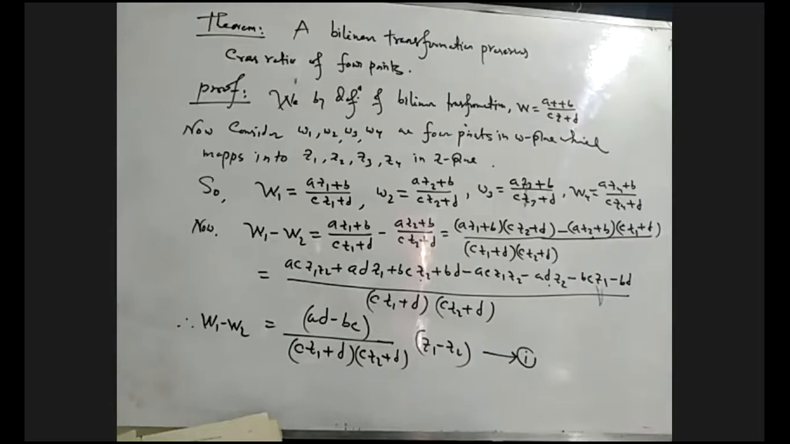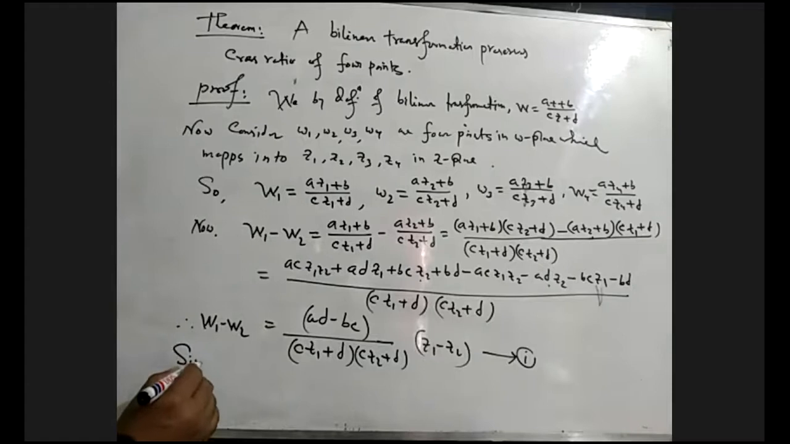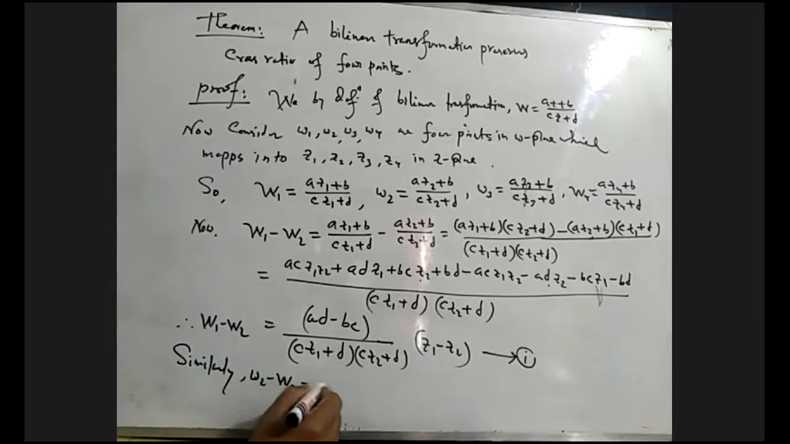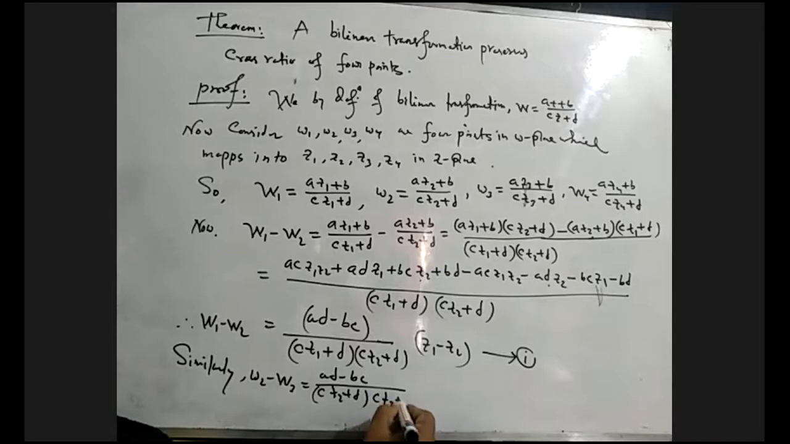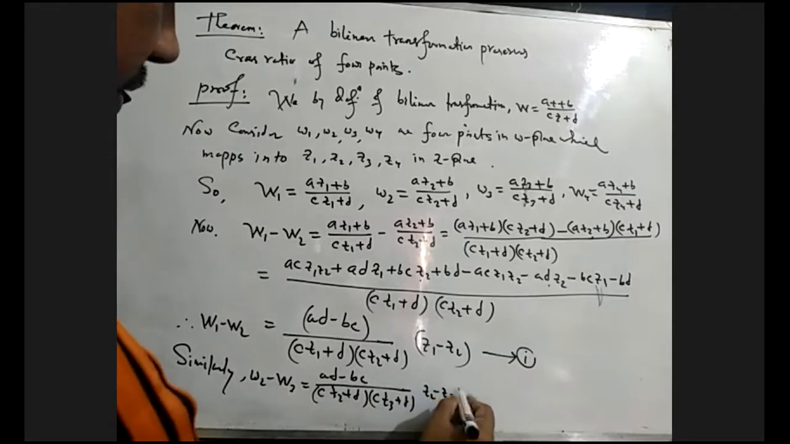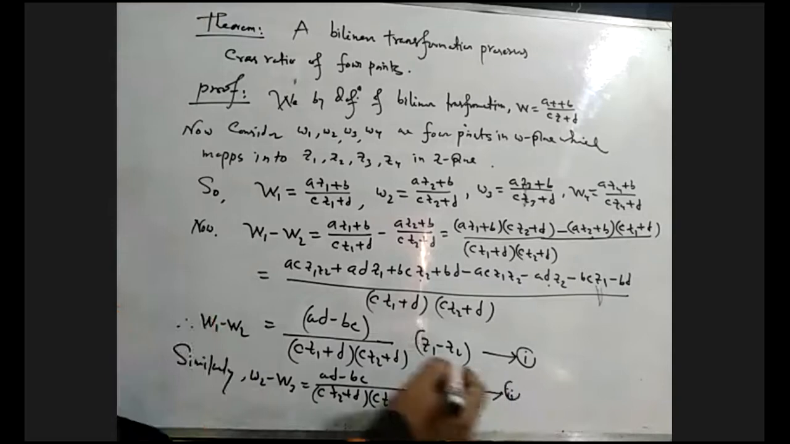Now W2 minus W3, what will be? Similarly, W2 minus W3 equals (AD minus BC), the same AD minus BC, divided by (CZ2 plus D)(CZ3 plus D), times (Z2 minus Z3). This is equation number 2.